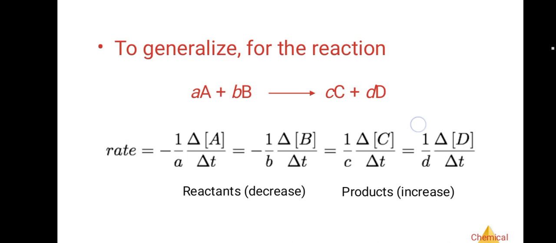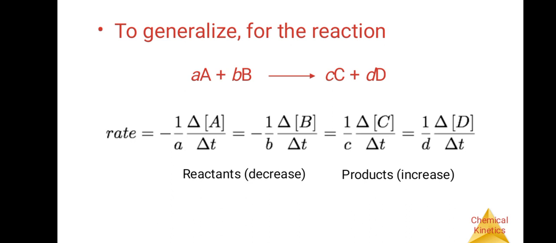To generalize this, let's look at the reaction. We have reactant A reacting with B, producing C and D. Notice that the coefficient of A, or the number of moles of A, is simply small letter a. The number of moles of B is simply small letter b, and so on. So now, A and B are the reactants which are being used up. C and D are the products which are being formed. So reactants will always be negative. Products will always be positive.